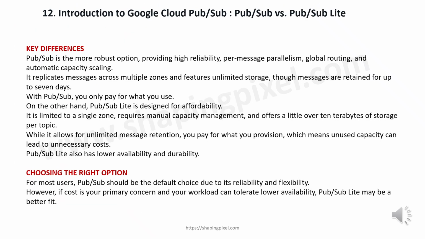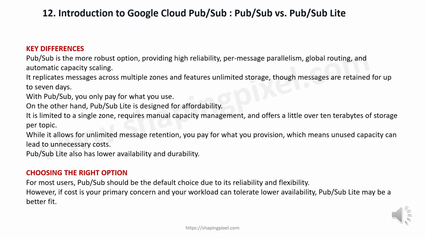Cloud PubSub offers two main services, PubSub and PubSub Lite. Both are message queuing solutions, but they serve different needs and budgets. Let us break down what sets them apart so you can make an informed choice. PubSub is the more robust option, providing high reliability, per-message parallelism, global routing, and automatic capacity scaling. It replicates messages across multiple zones and features unlimited storage, though messages are retained for up to 7 days. With PubSub, you only pay for what you use.